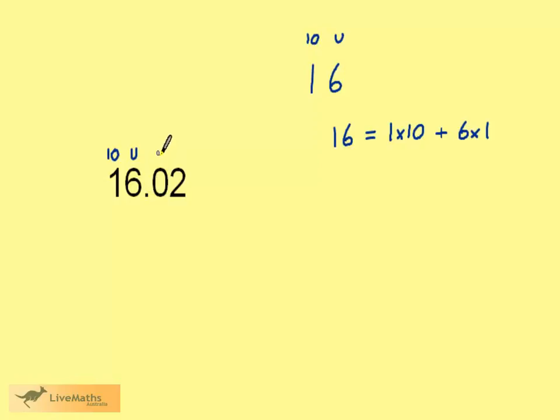The 0 here represents tenths. In the way that it takes 10 units to make up a 10, it takes 10 tenths to make up a unit. The next digit along will be a hundredth. So 16.02 is made up of 1 ten, 6 units, 0 tenths, and 2 hundredths.